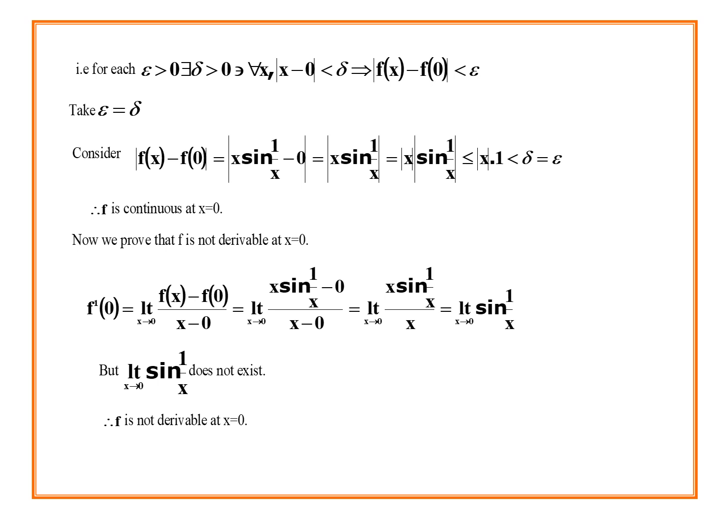Now we have to prove that f is not derivable at x is equal to 0. Now we are finding the derivative of f of x. F dash 0 is equal to limit x tends to 0 of f of x minus f of 0 by x minus 0. That is equal to limit x tends to 0 of x sin 1 by x minus 0 by x minus 0. That is equal to limit x tends to 0 of x sin 1 by x by x, which is limit x tends to 0 of sin 1 by x. But limit x tends to 0 of sin 1 by x does not exist. Therefore, f is not derivable at x is equal to 0.